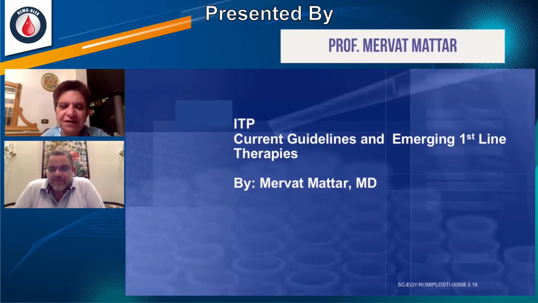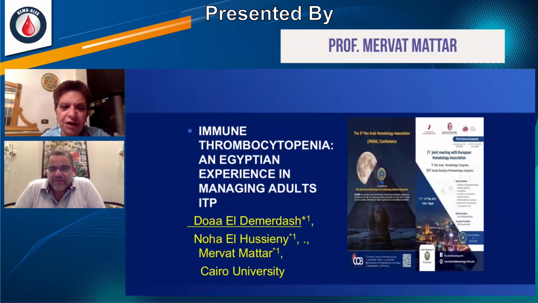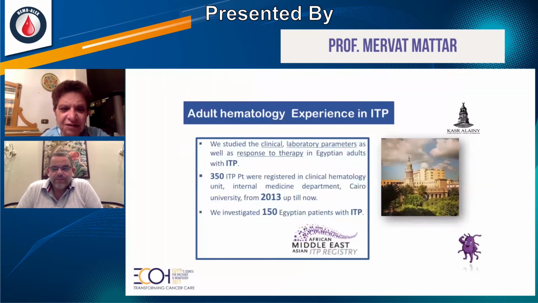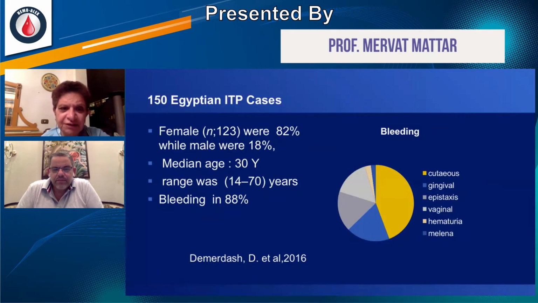I'm going to talk about first-line therapy here. So I need to show you first what ITP looks like in Egypt. We collected in our series 350 adult ITP patients. Among them, females were much, much higher than males, 82%, while males were 18%, out of 350 patients.